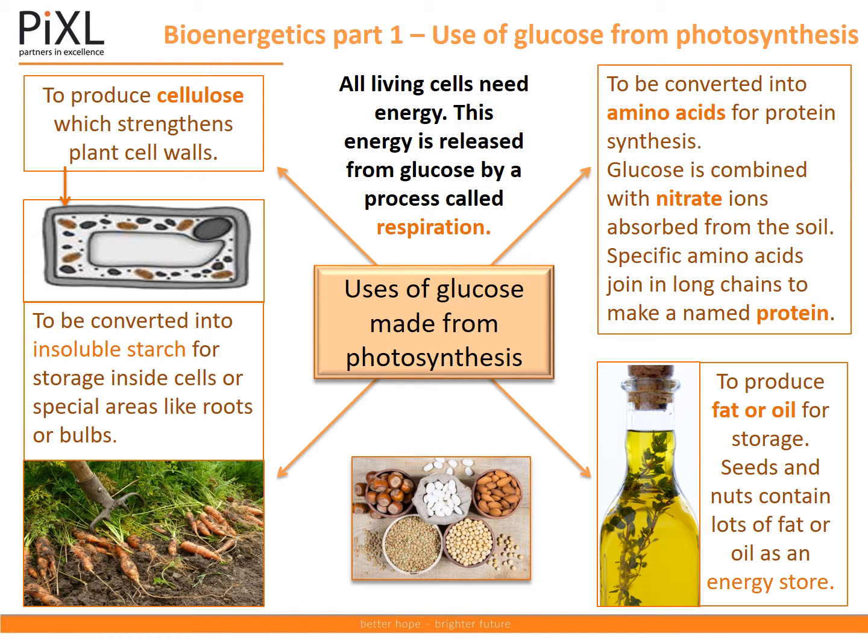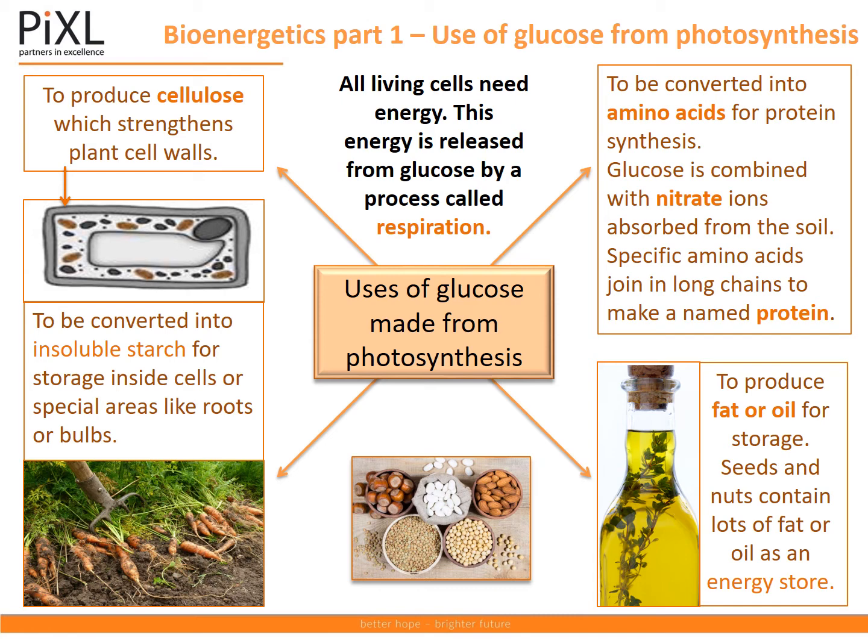Another use of glucose, which is soluble, is you can convert it into something that is insoluble. And the storage molecule that plants use is starch. We do not have starch or make starch. Plants do. It is their storage molecule. Quite often we eat the starch because it's a good source of glucose. So things like potatoes and carrots and turnips, what we're eating is just the store of glucose of the plant.